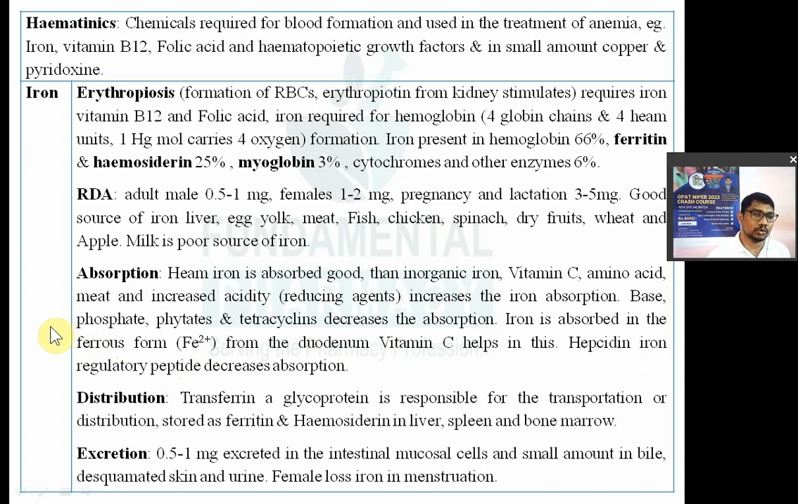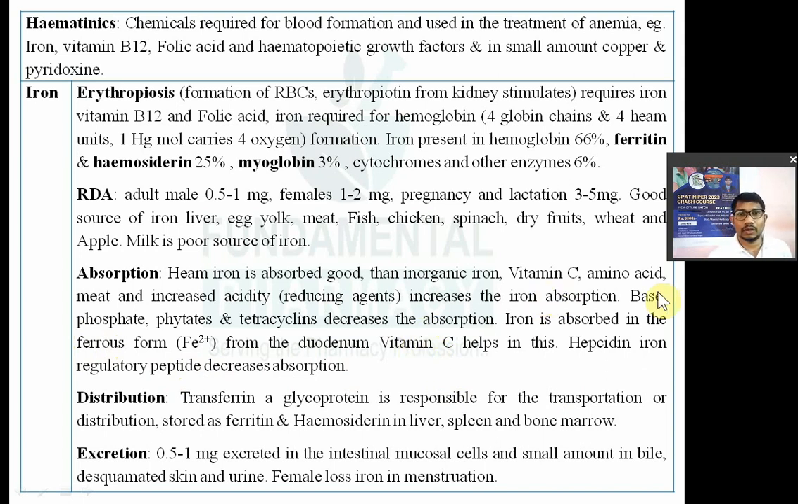In the ferrous form, to show that the ferrous form will be absorbed. And for that, vitamin C is ascorbic acid, which is an antioxidant, which is a reducing agent. So it helps to reduce ferric into ferrous, and that ferrous is absorbed from the stomach, right?